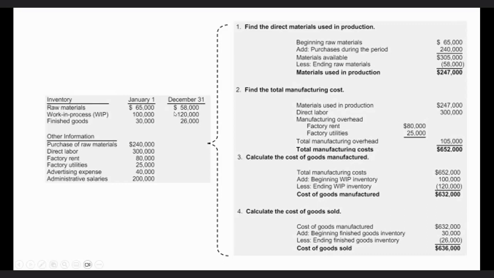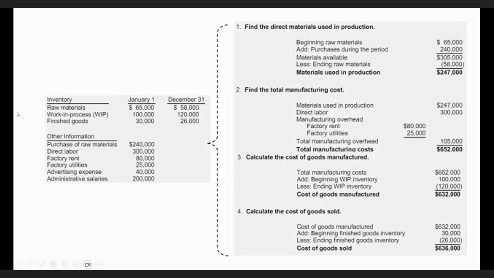December 31, raw materials $58,000, work in progress $120,000, and finished goods $26,000. We also have some other information about the purchase of raw materials, the direct labor, the factory rent, factory utilities, advertising expense, and administrative salaries. Now, what should we do?